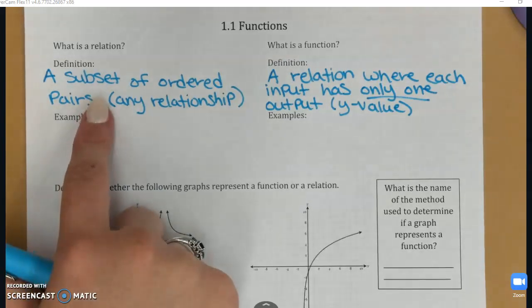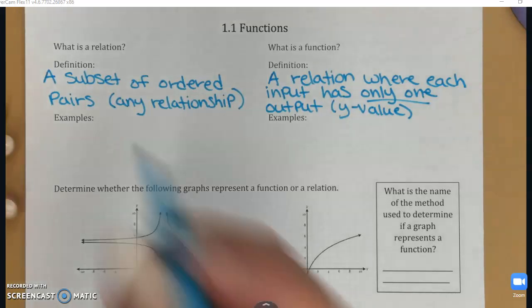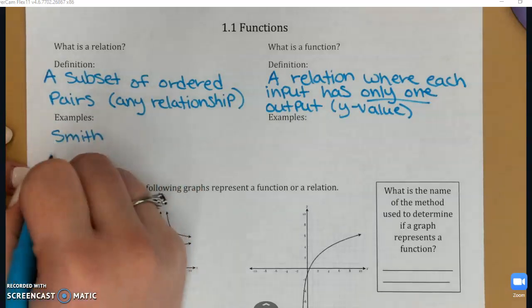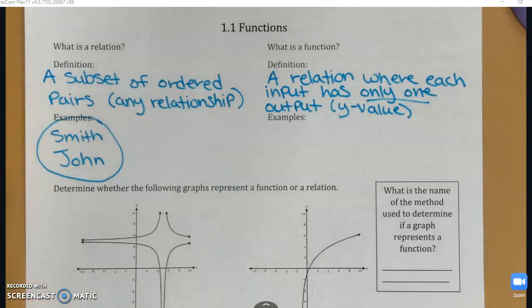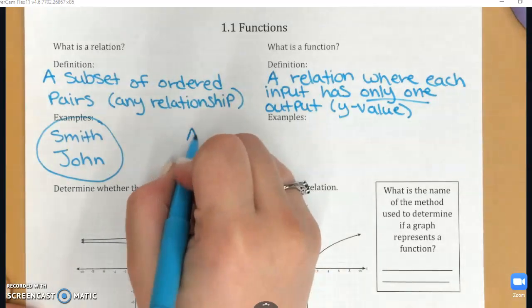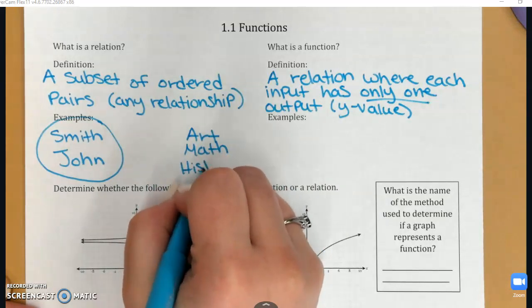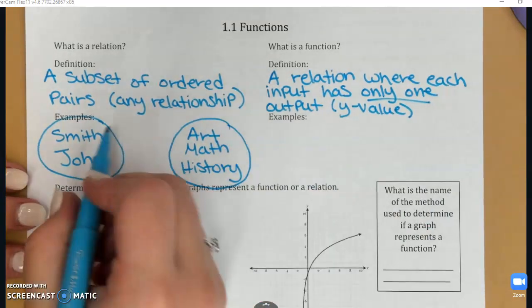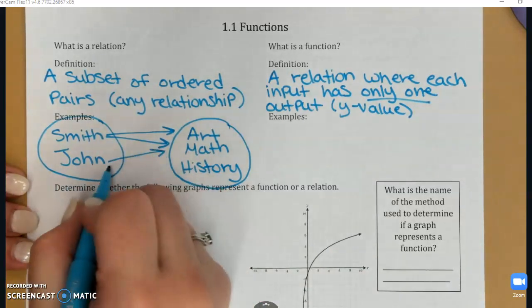A relation is a subset of ordered pairs. So any relationship, this can be numeric, it could be words and numbers. One example of this could be if I have one set of data that is names. So if I've got Smith and John, and maybe these are teachers, students, that's up to you to determine. And then on the other side, I have some different classes like art, math, and history. I could make a relationship between these sets of data saying Smith takes art class and math class, and John takes math class and history class.